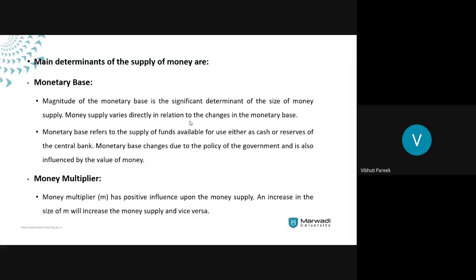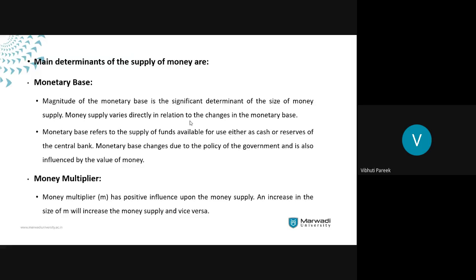Okay, the first one is monetary base. Now, the magnitude of the monetary base is a significant determinant of the size of money supply, because money supply varies directly in relation to the change in the monetary base. Now, what is this monetary base? If this is so much in direct relation with the money supply, then it becomes very important for us to understand what monetary base is.